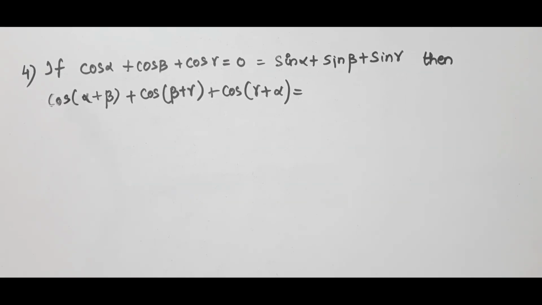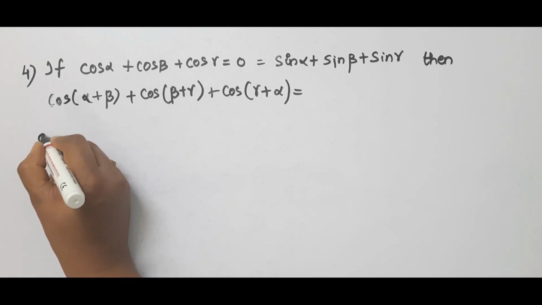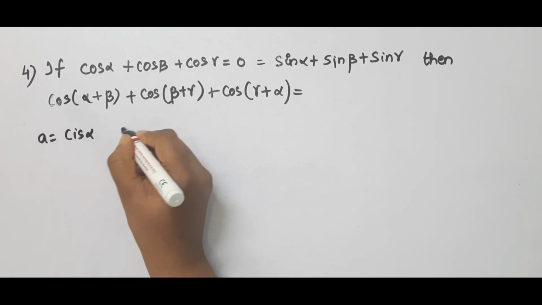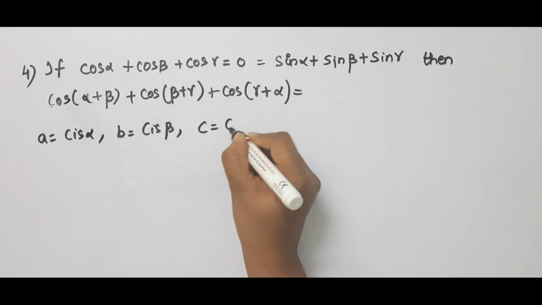Next problem: if cos alpha plus cos beta plus cos gamma equal to 0 equal to sin alpha plus sin beta plus sin gamma, then cos of alpha plus beta plus cos of beta plus gamma plus cos of gamma plus alpha equal to. So here in this problem three angles are involved, is it not? Alpha, beta, gamma. As we did for the previous problem, as 3 angles are involved, we take A equal to cis alpha, B equal to cis beta, C equal to cis gamma.